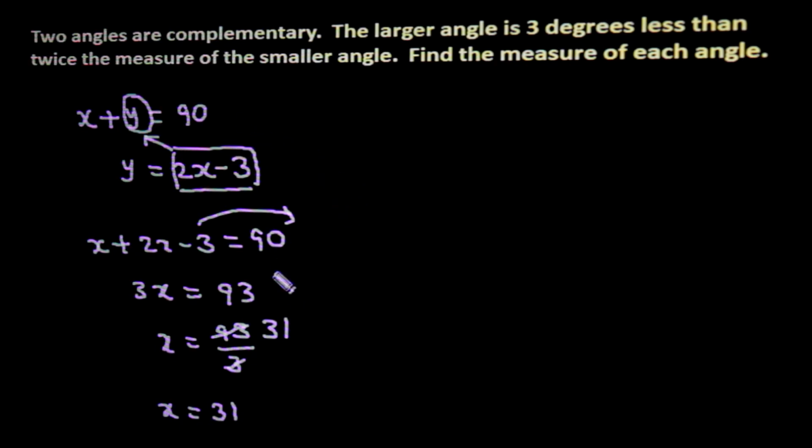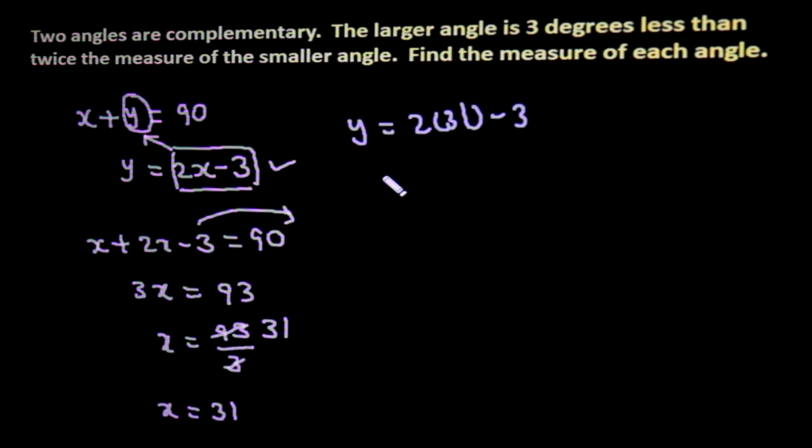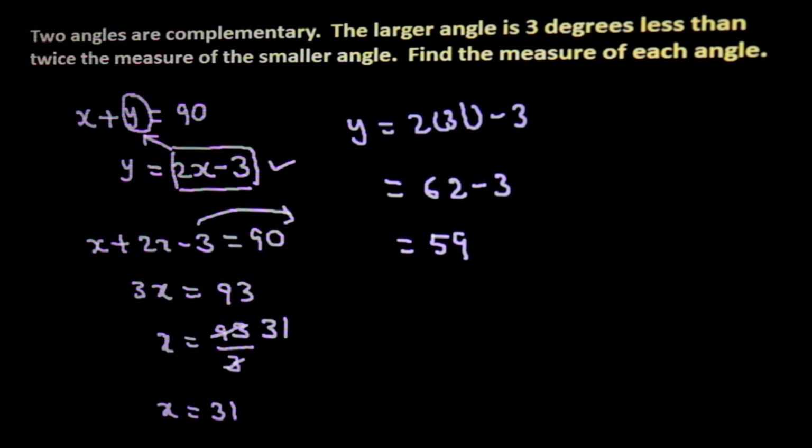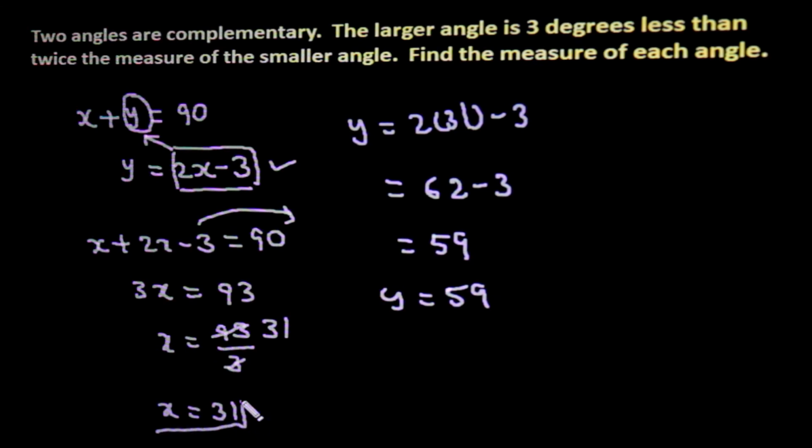Then substitute this value in the second equation. y is equal to 2x minus 3. What is x? 31. 2 into 31 is 62, minus 3, that is 59. One angle is 31 and another angle is 59.